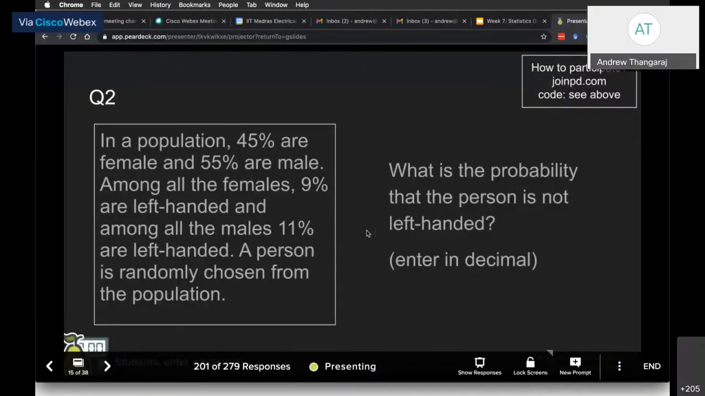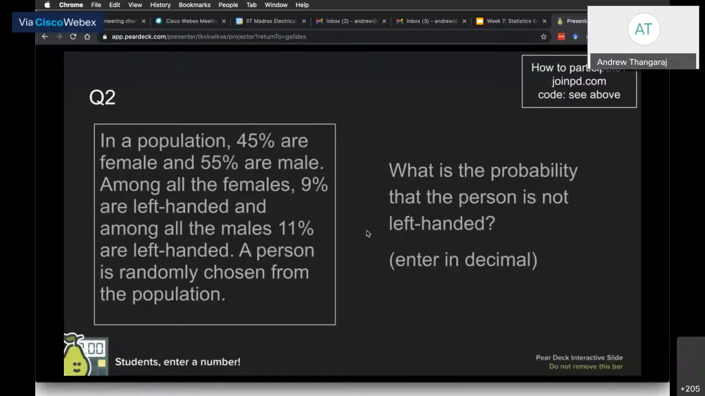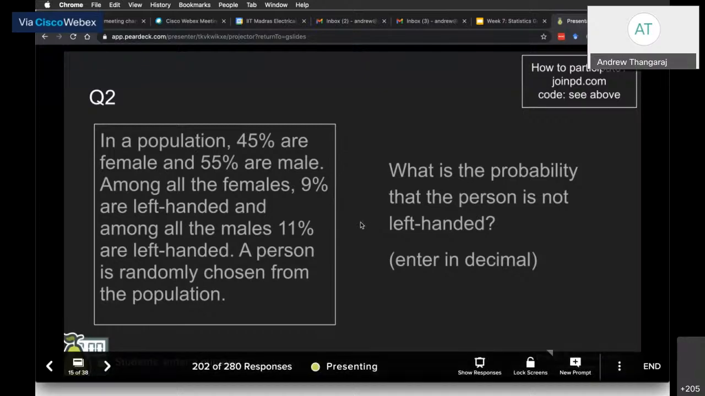Once again, if you find the probability that the person is left-handed, go ahead and do that. The probability that the person is not left-handed is just 1 minus that. So you can calculate it either way. So it should be okay.